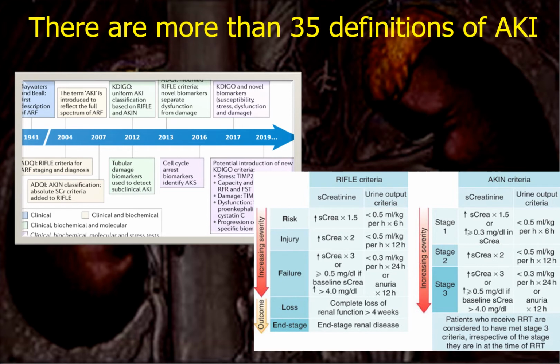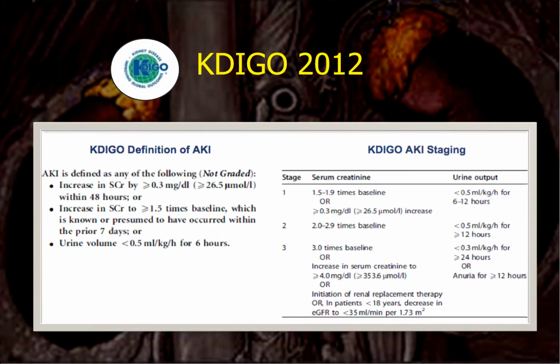Since the introduction of the term acute kidney injury in 2004, there have been over 35 definitions of acute kidney injury. You will read about AKIN criteria, RIFLE criteria, etc. To standardize AKI definition, KDIGO in 2012 came up with a definition and staging that uses serum creatinine and urine output criteria. If you notice, it includes a 0.3 mg per deciliter or 26.5 micromolar per liter serum creatinine increase from baseline criterion that is specifically applicable to pediatric AKI.